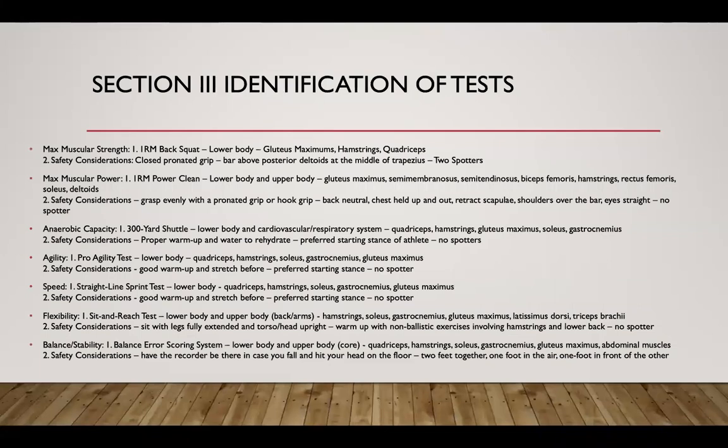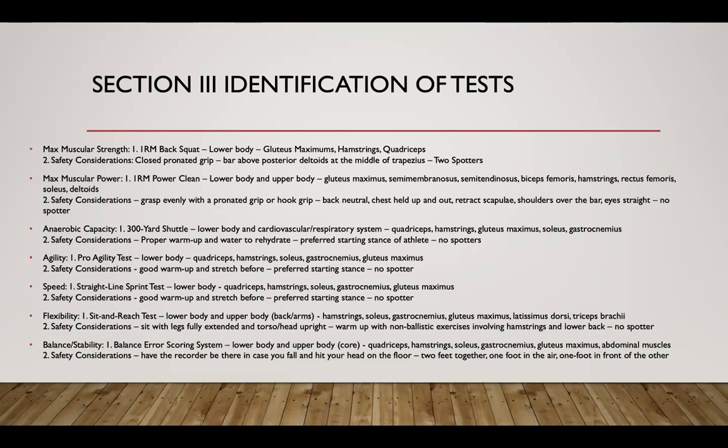Section 3, identification of tests. So for the max muscular strength test for my player, I did the 1 rep max back squat. For the max muscular power, I did the 1 rep max power clean. The main muscles involved that are going to produce the most power are the legs. And this is the most important for an outfielder.